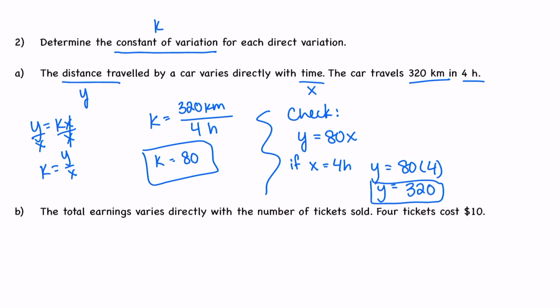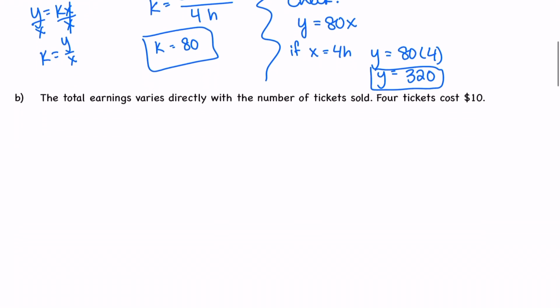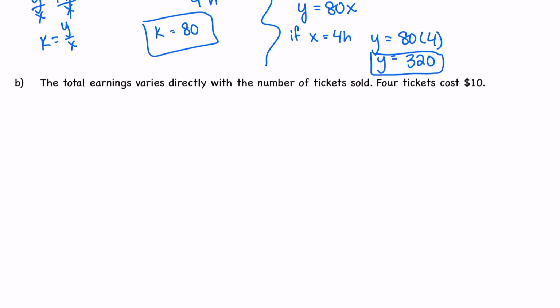Since at x equals 4, y equals 320, we know we did this correct. So we can move on. For part B, it says the total earnings varies directly with the number of tickets sold. 4 tickets cost $10. So first let's write out the equation for direct variation again.